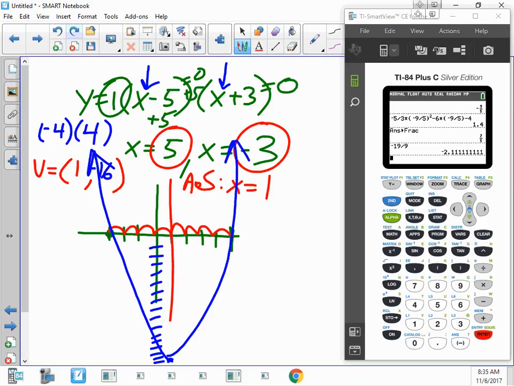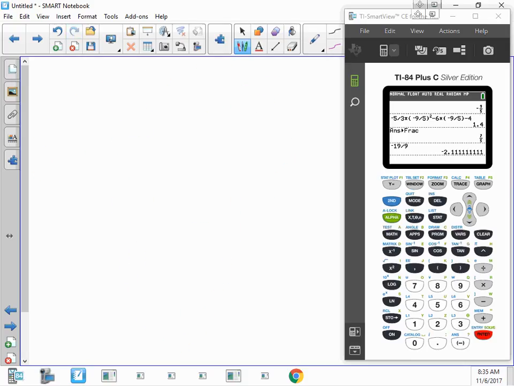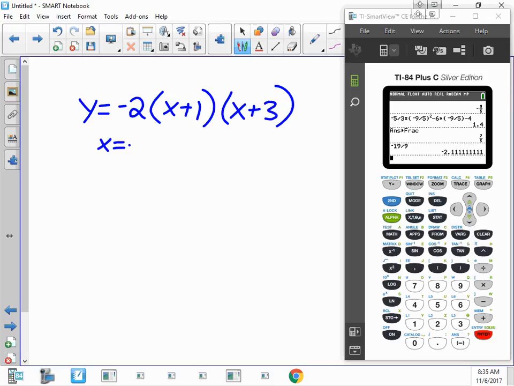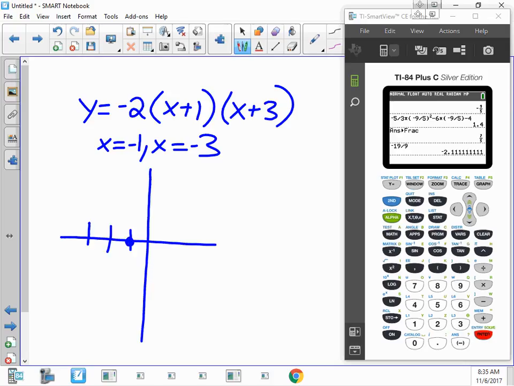That's pretty simple, right? Let's try another one. y equals negative 2 times x plus 1 times x plus 3. What are the roots? x equals negative 1 and x equals negative 3. Draw my graph. Negative 1 is one of the roots. Negative 3. What is the axis of symmetry?